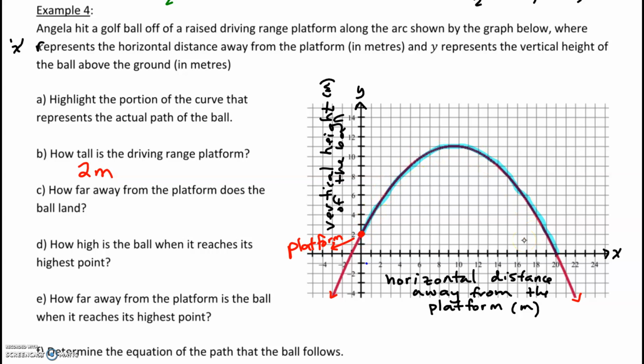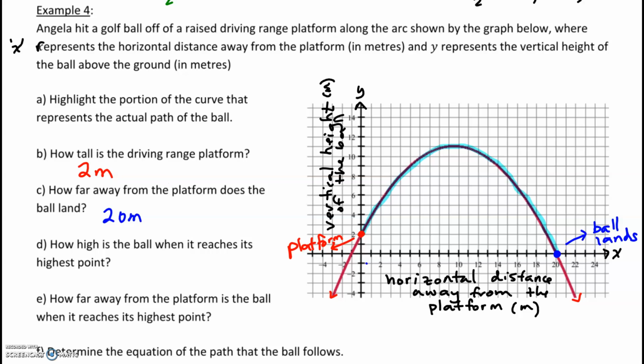How far away from the platform does the ball land? All right, so we can see right here, that is where the ball lands. And so I want to know how far away from the platform. So that's my horizontal distance. So it landed 20 meters from the platform.